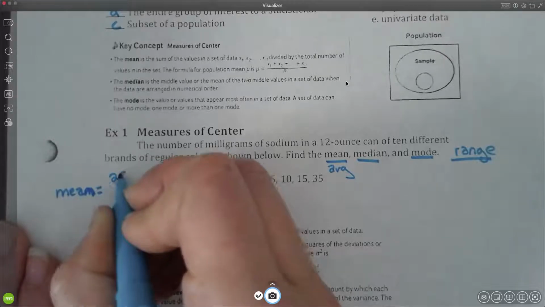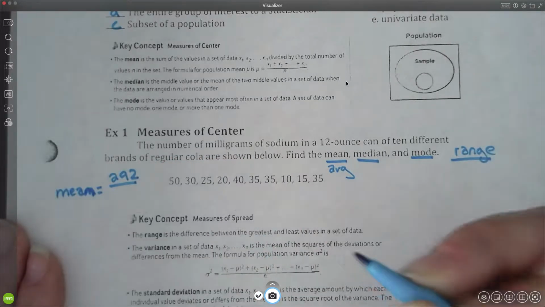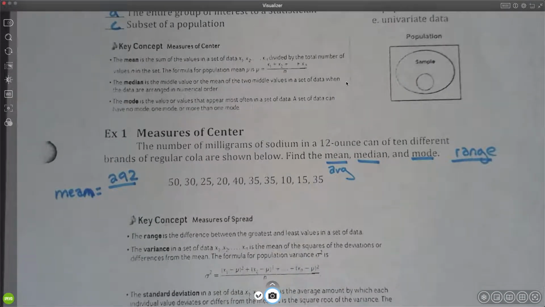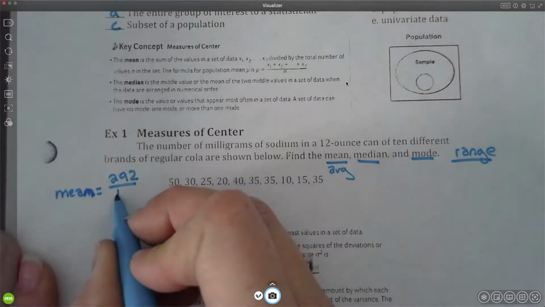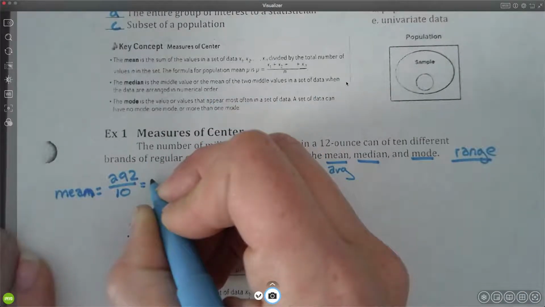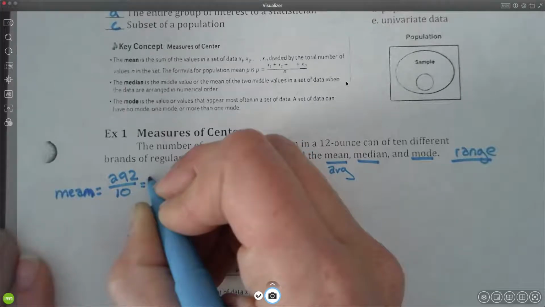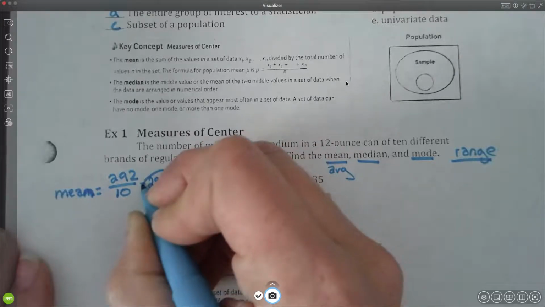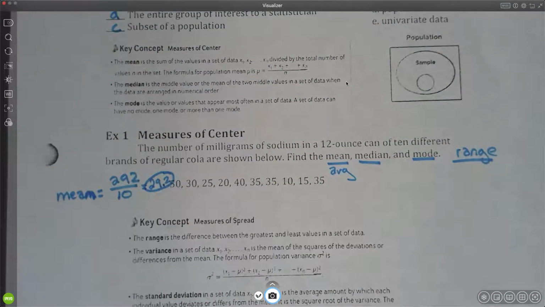Does somebody want to verify that? 292? If you add them all together? Sure. Somebody else check. How many numbers are there? 10. If I take 292 and divide by 10, what do I get? Oh, come on. Move the decimal. 29.2. 29.2 is the average. Yes? 29.2 is the average.